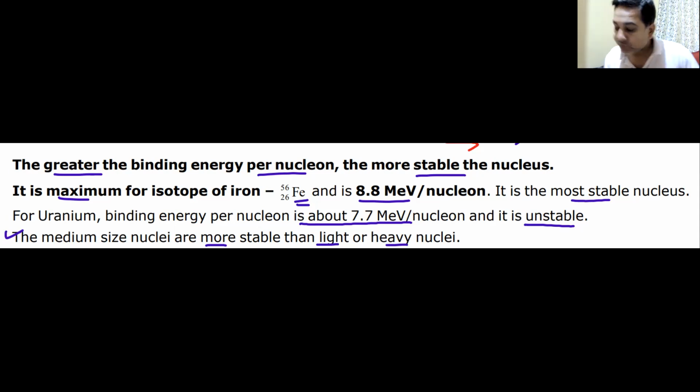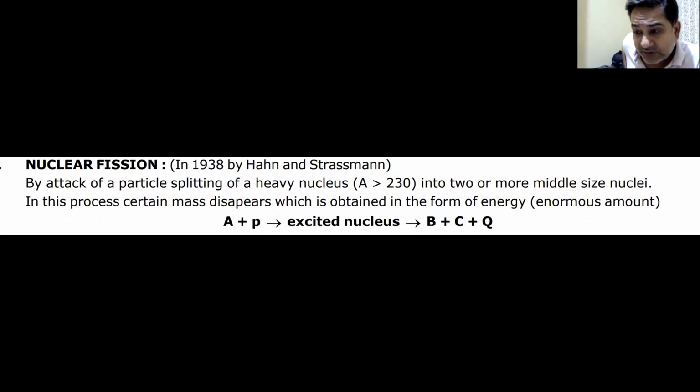Yes, sir. Okay. So now we understand that lighter nuclei, smaller nuclei will combine together to form heavier nuclei, fusion. Heavier nuclei will split into daughter smaller nuclei to become more stable, that is known as nuclear fission. We will be dealing with those two separately. The first one is nuclear fission, and it was done by Hahn and Strassman in the year 1938. And what did they do?